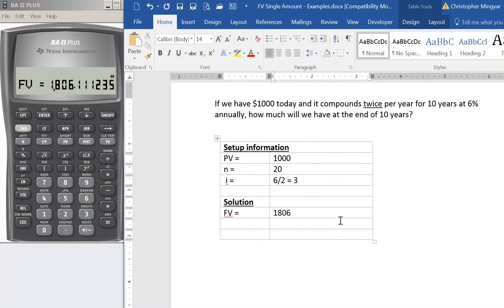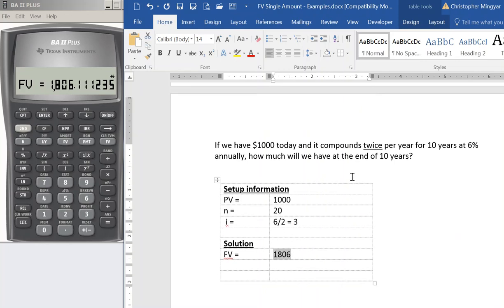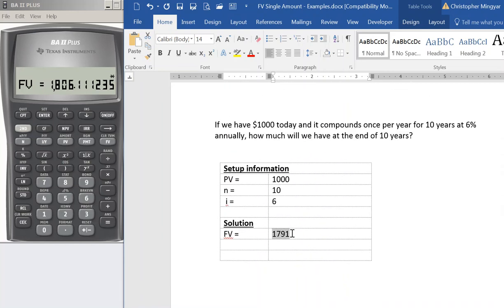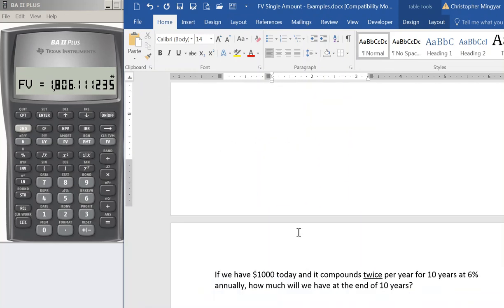Now that's a little bit more than what we had previously. And that's one of the things we want to observe. So it was 1806 here, but when we were only compounding once per year, it was 1791. So let's do another one.